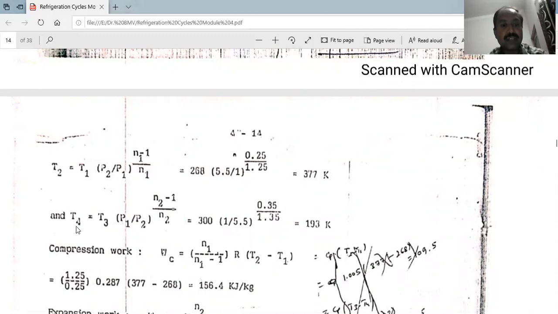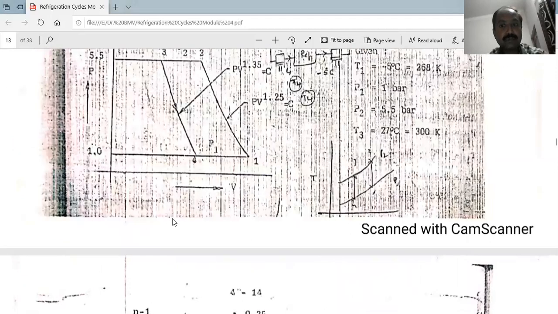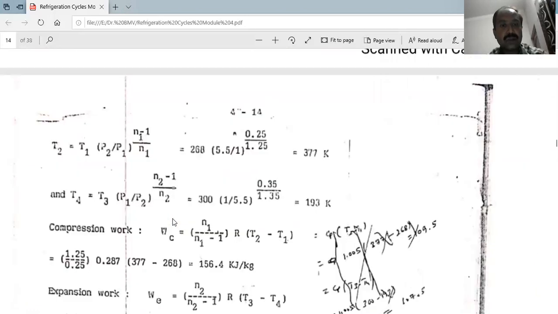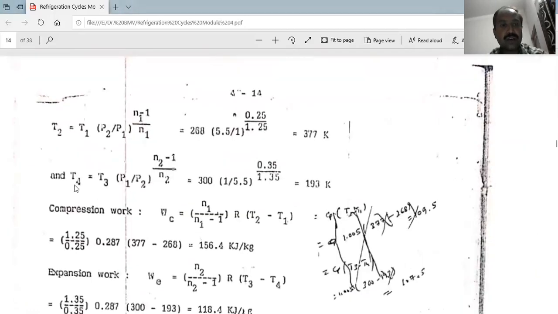In a similar way for the expansion process, T4 divided by T3 is equal to (P4 divided by P3) to the power of (N2 minus 1) divided by N2. The expression becomes the same, since P2 is equal to P3 and P4 is equal to P1. Based on that relationship, we find the temperature T4 is equal to 193 Kelvin.